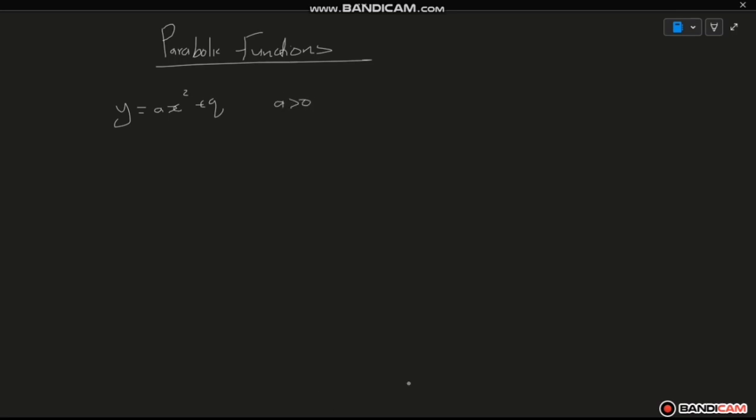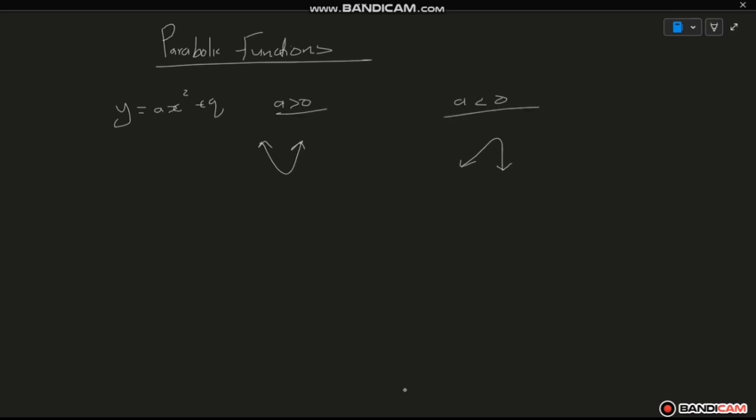We know that when a is positive, it means that the graph is happy, or has a happy face. Let me just remove this Cartesian plane here and use a structure. If a is positive, the graph will have a happy face. And if a is negative, the graph will have a sad face.